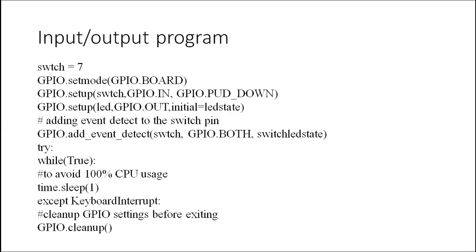So both indicates that your event will be called on the rising edge and the falling edge. If I give only GPIO.RISING, the event will be called only when it goes from 0 to 1. If I consider falling, whenever it comes back from 1 to 0, that time the event will be triggered. Now both means we are triggering the event on rising as well as falling.